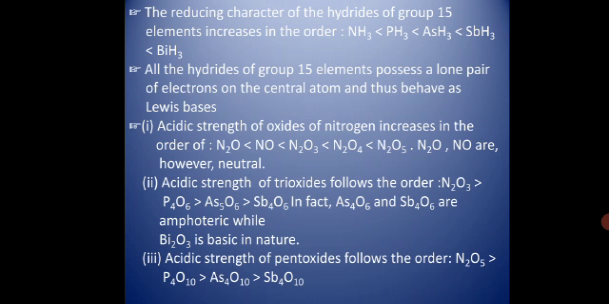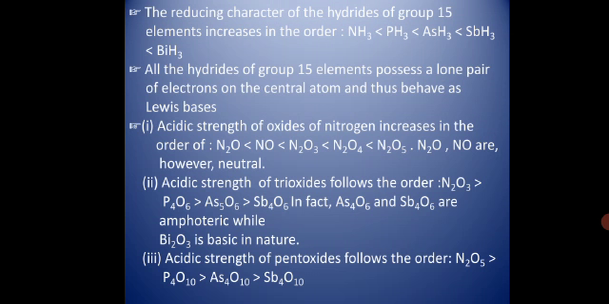The acidic strength of the trioxides follows the order N2O3 is greater than P4O6 is greater than As4O6 is greater than Sb4O6. In fact, As4O6 and Sb4O6 are amphoteric, which means they are both acidic as well as basic, while Bi2O3 is basic in nature. Note this, children, these are very important points: which is amphoteric, which is basic, which is acidic, because questions come in the exams.